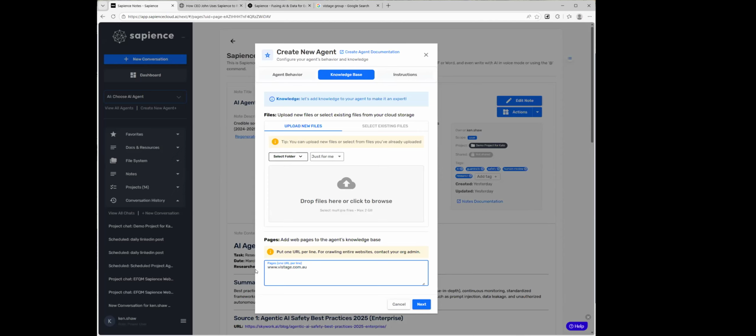It's planning its approach. Okay, it's reading a website. Okay, searching the internet. So it's phoned a friend, right? It's using another agent.